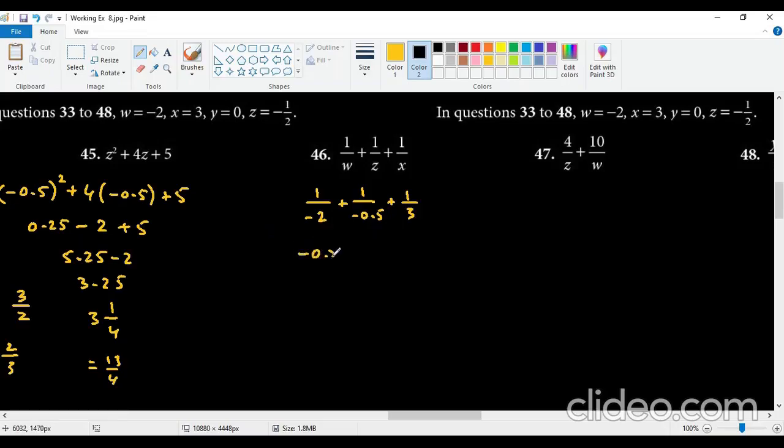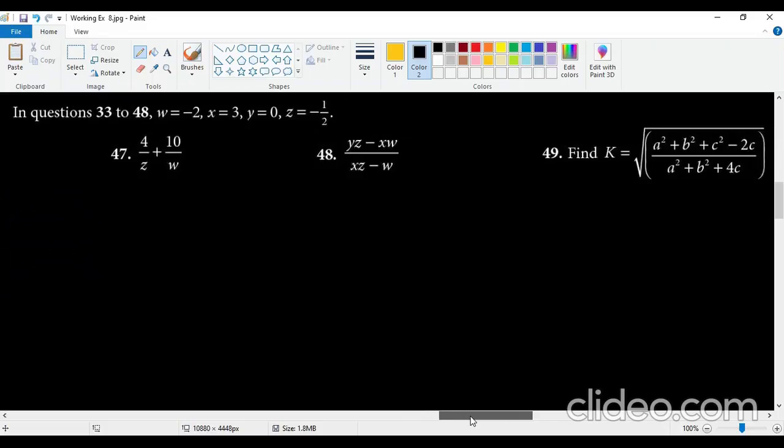So when 1 is divided by negative 2, it's going to give you a negative 0.5. When 1 is divided by negative 0.5, it's going to give you a negative 2 and 1 over 3. So this is going to be negative 2.5 plus 1 over 3, which is going to give you negative 2.16 as an answer for this question.